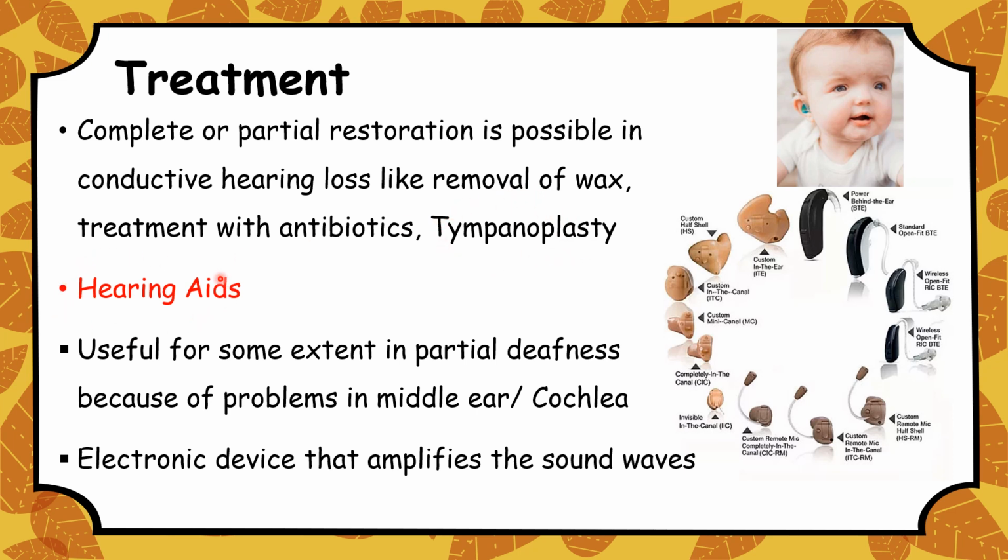And then next is the hearing aids. They are useful to some extent in partial deafness because of problems in the middle ear and the cochlea. There are different types of hearing aids available in the market, which can be kept outside, inside, or in the canal. It is an electronic device whose main function is to amplify the sound waves.